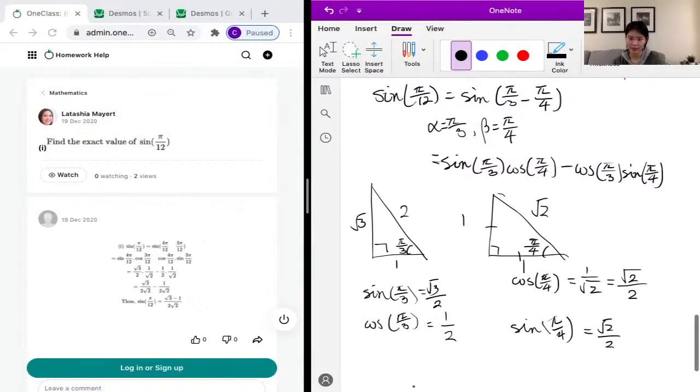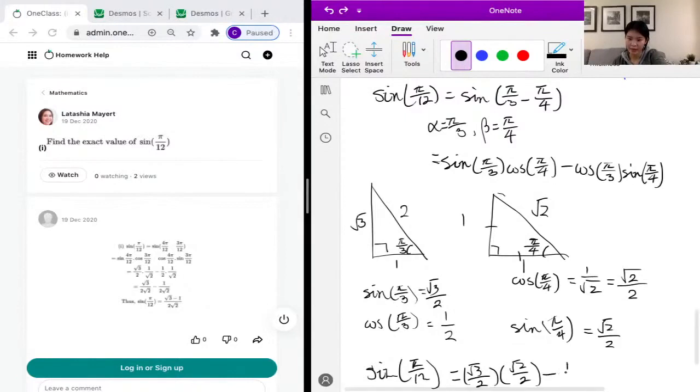Next, we just need to substitute into the equation above. Again, sine of pi over 12 is equal to sine of pi over 3 minus pi over 4, and we plug the specific values into the equation. First we have sine of pi over 3, which is root 3 over 2, multiplied by cos of pi over 4, which is root 2 over 2. Then we have minus cos of pi over 3, which is 1/2, multiplied by sine of pi over 4, which is root 2 over 2.